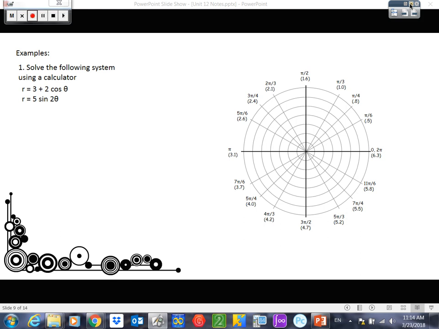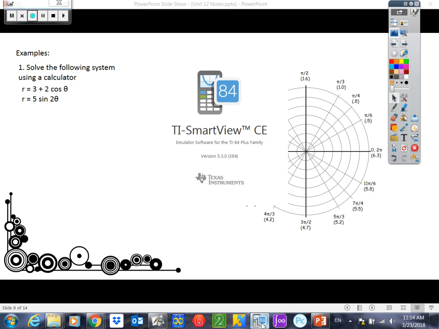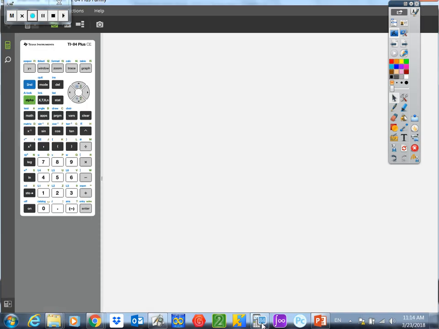We're going to solve the following system using a calculator. So let's go through our steps. The first step is we're going to graph the polar graphs. So let's pull up my calculator, and if you would follow along with me. We're going to switch it into polar mode because we want to see what the actual polar graph looks like.